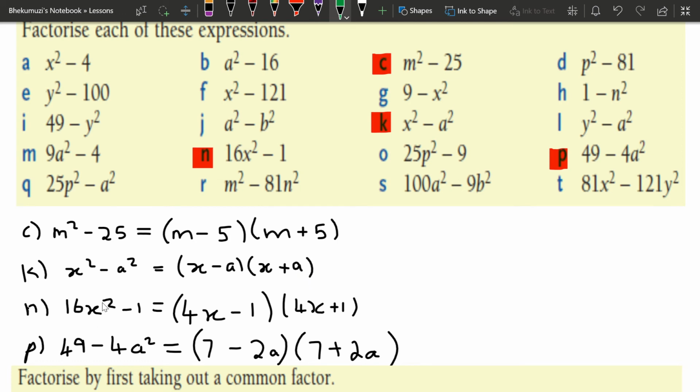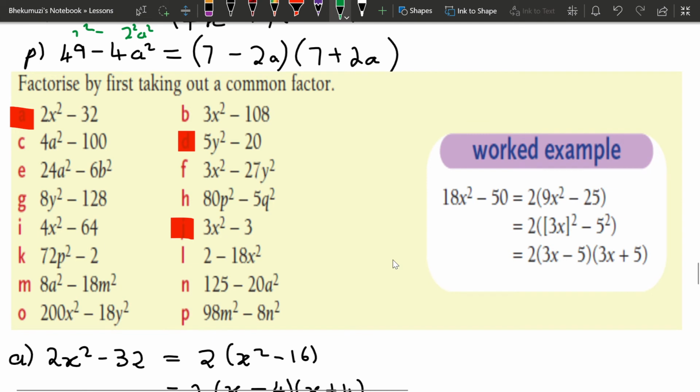And then we have 16x squared minus 1. Now with this one, remember, it's 4 to the power 2 times x to the power 2 minus 1 to the power 2, right? And so you could just write it as 4x minus 1, and then 4x plus 1. Here you have 7 squared minus 2 squared times a squared, so you have squares everywhere, and then you say it's 7 minus 2a, and then it's going to be 7 plus 2a, and that would be your answer there. Okay, and so here's more examples that you could try out and do on your own.